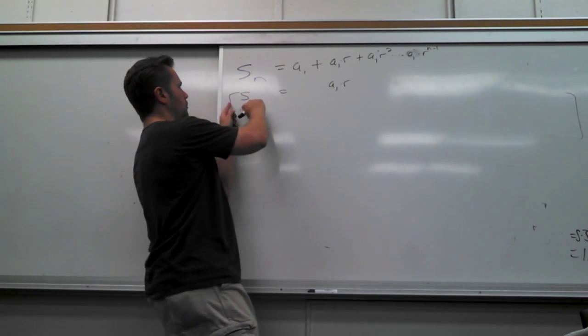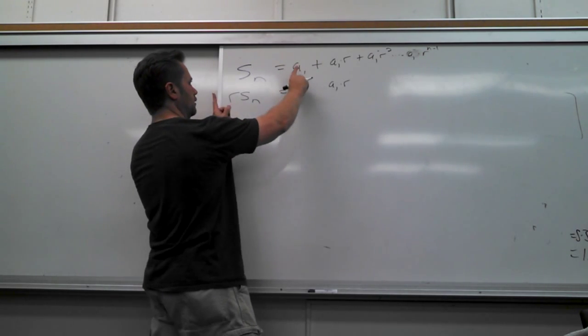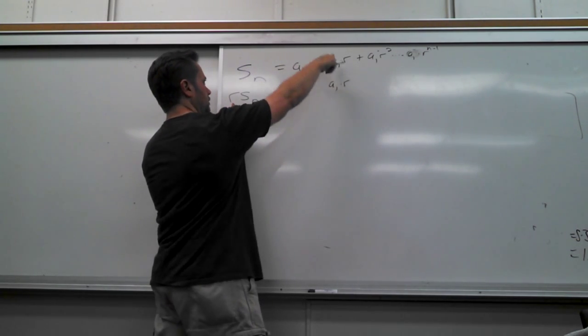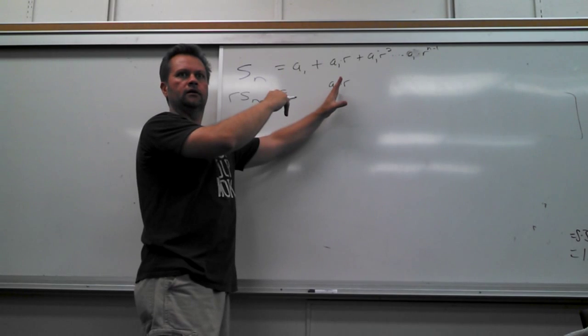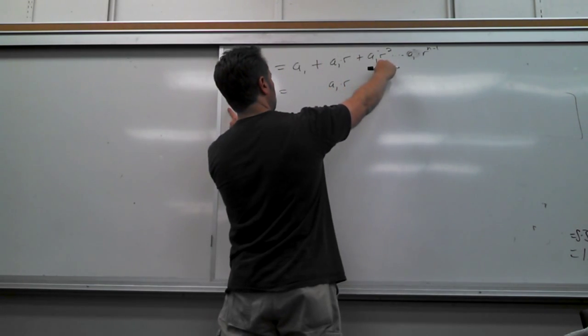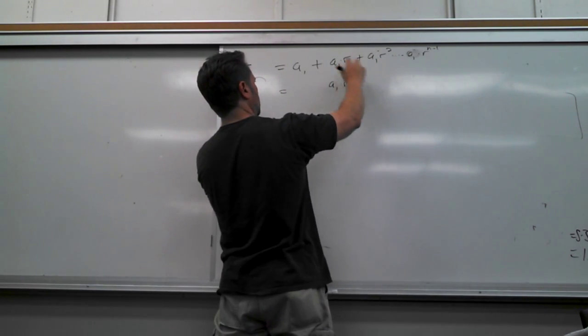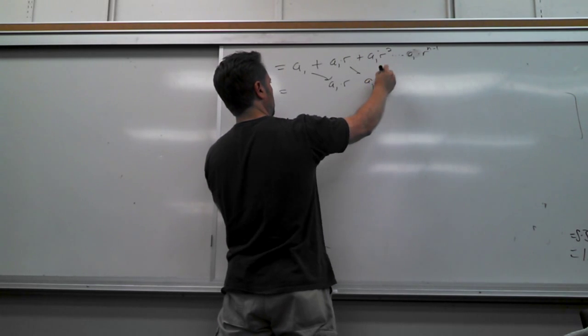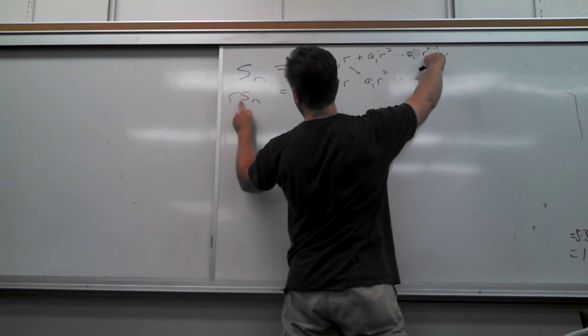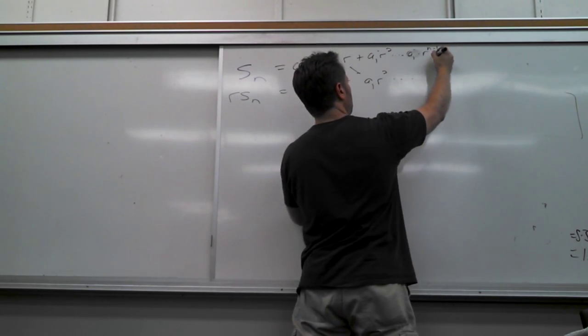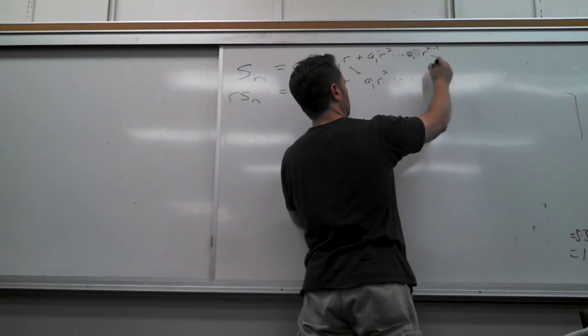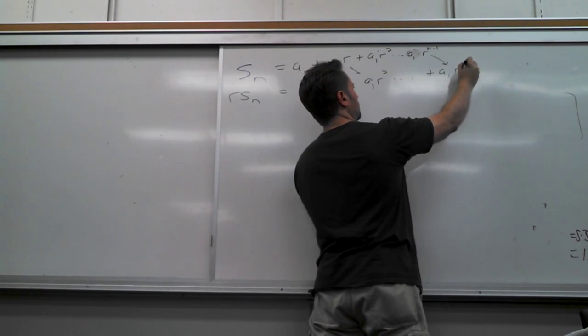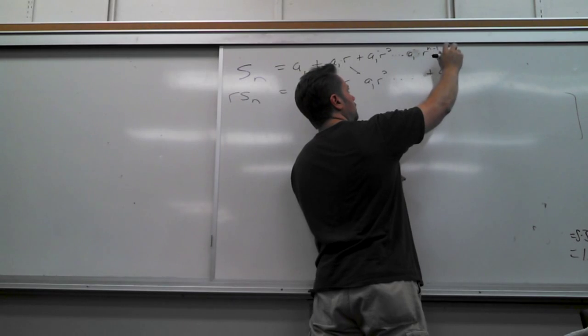xy. So if I multiply both sides by r, I get r times this. And why am I putting it there? This is kind of like terms then, right? What's r times a1r? a1r squared, all the way, and then what's r times a1r to the n minus 1? Uh-oh. a1 r to n minus 2? Nope.